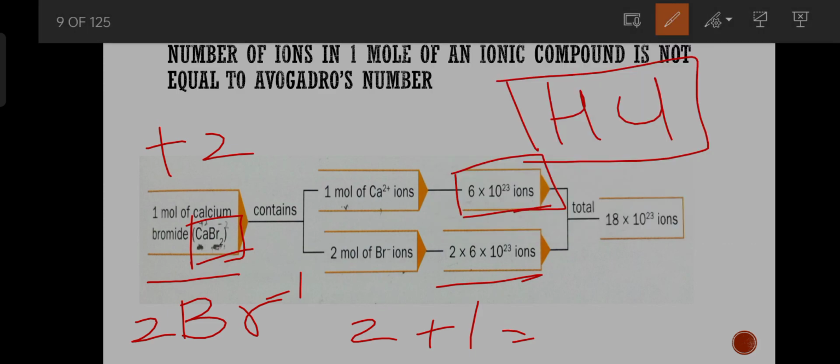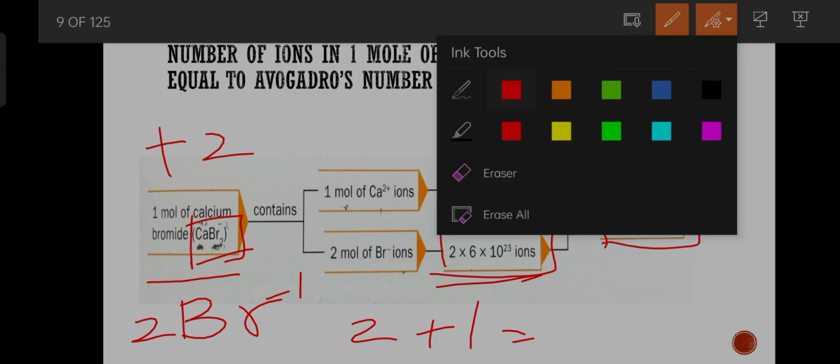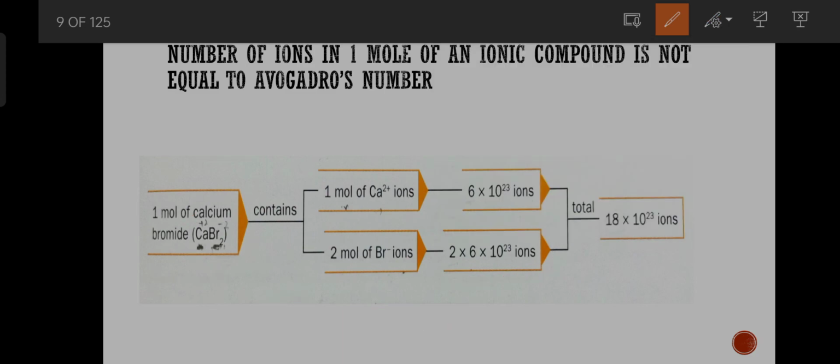Calcium, 1 atom. Bromine, there are 2 atoms, 2 + 1, so it is totally equal to 3. So you will add all the values, 6 and 2 multiply these numbers, and you will get the final answer. It's 18 multiply 10 raised to power 23. This is how you calculate the number of atoms in an ionic compound.